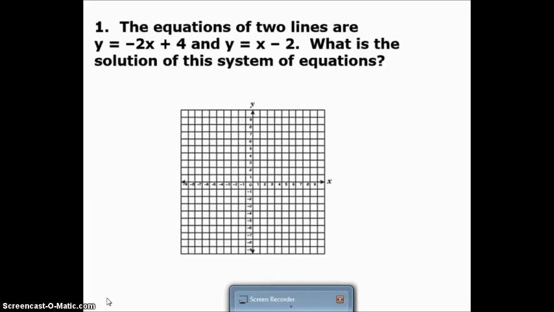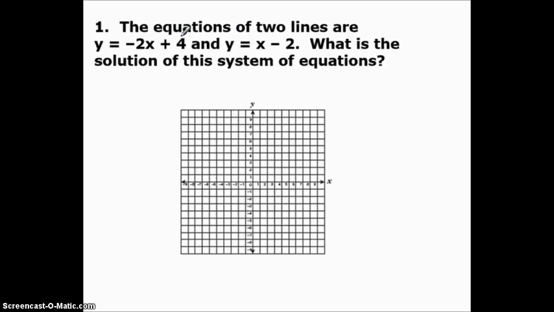All right, so let's talk about solving systems of equations using the graphing method. We have here two equations, y equals negative 2x plus 4, and y equals x minus 2. So what is the solution of this system? The solution is where these two lines intersect. So we just graph them.